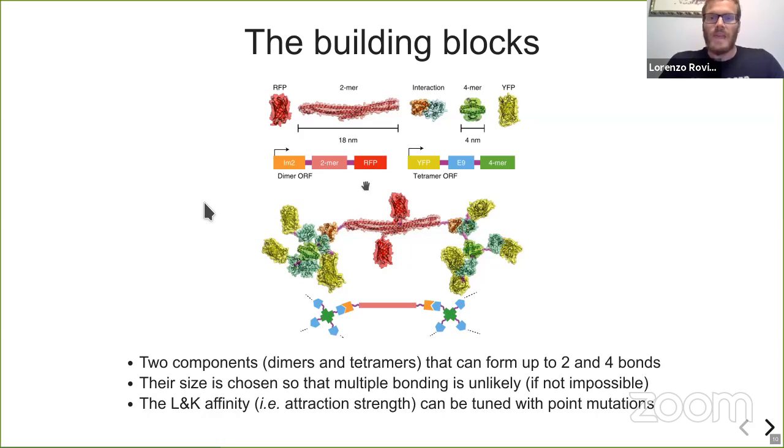So a dimer can only bind to one tetramer. Okay? The other important point is that the interaction strength between dimers and tetramers can be tuned with point mutations. So we can express proteins that interact with a different strength, and we can understand the role of the affinity, the attraction strength, between the two components.